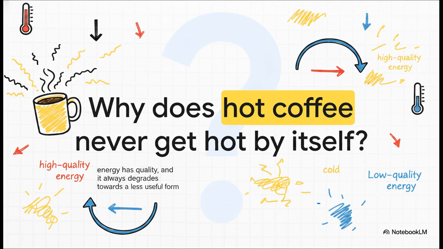You see, the first law tells us that energy is conserved, right? It can't be created or destroyed. But the second law asserts that actual processes always move in one specific direction. The high temperature, highly useful energy of your coffee degrades as it transfers to the cooler surrounding air. Now that energy is still there in the room, but it's lost its quality. It literally can't magically gather itself back together to reheat your mug.